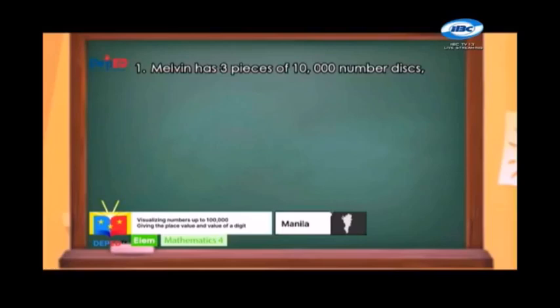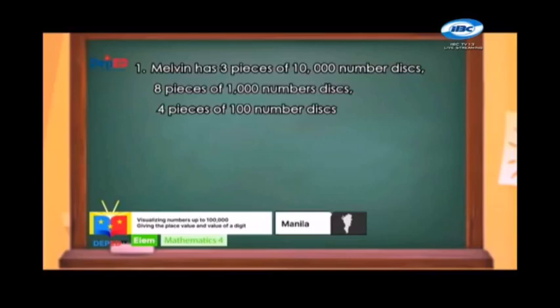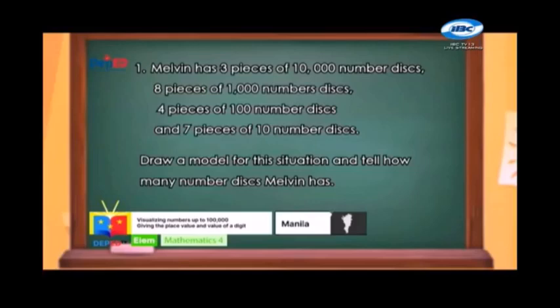Number 1. Melvin has 3 pieces of 10,000 number discs, 8 pieces of 1,000 number discs, 4 pieces of 100 number discs, and 7 pieces of 10 number discs. Draw a model for this situation and tell how many number discs Melvin has.